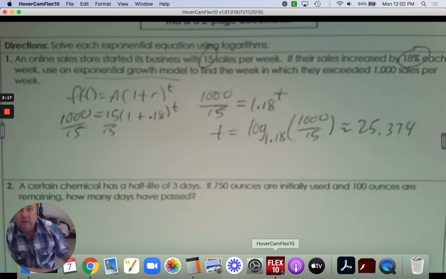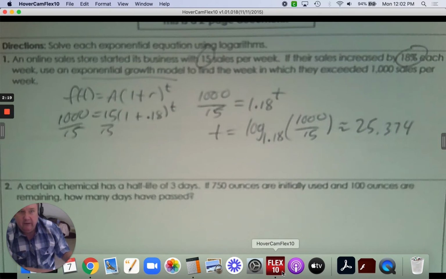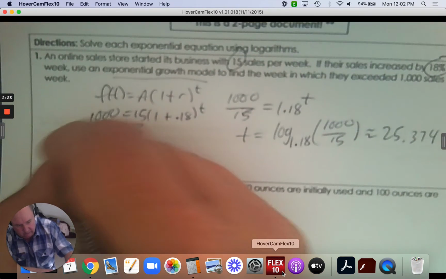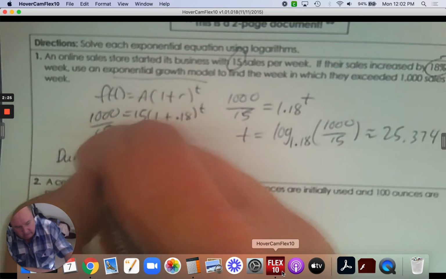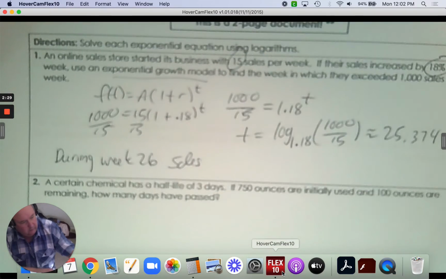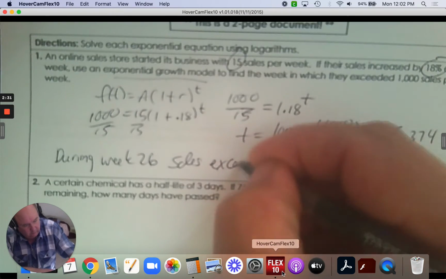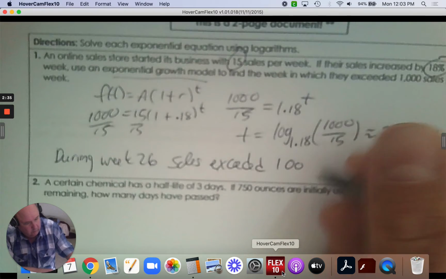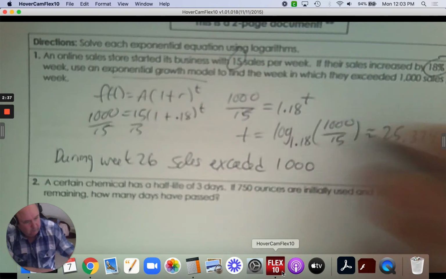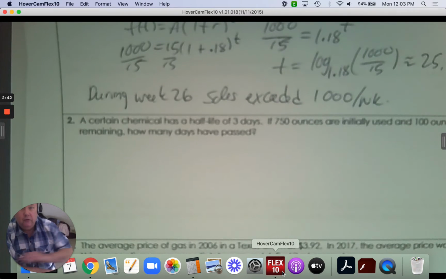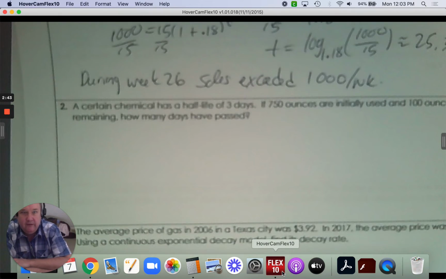So then the question is, use it to find the week in which that's exceeded. So during week 26, if you round. So during week 26, sales exceeded 1,000 per week.